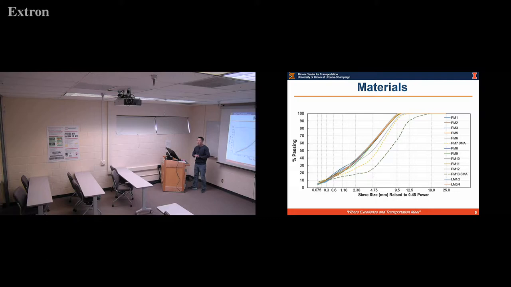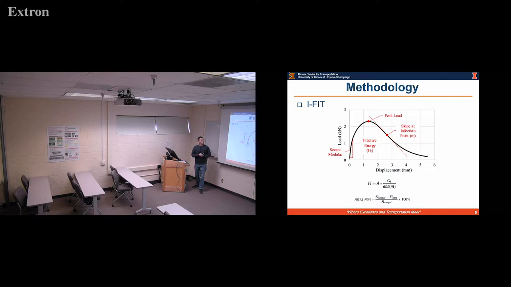The first 12 mixes were sampled from different contractors and different locations in Illinois. These 12 mixes have different mix designs, like ABR, asphalt content, different types of aggregate, and different types of binders. So we believe that these 16 mixes can well represent the mixes used and placed in Illinois.